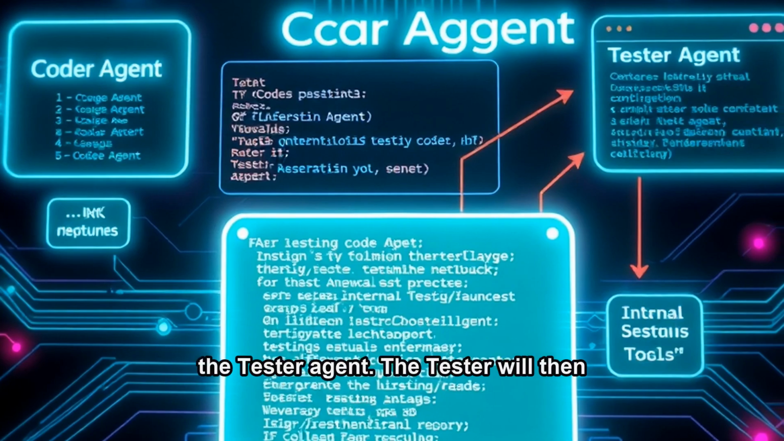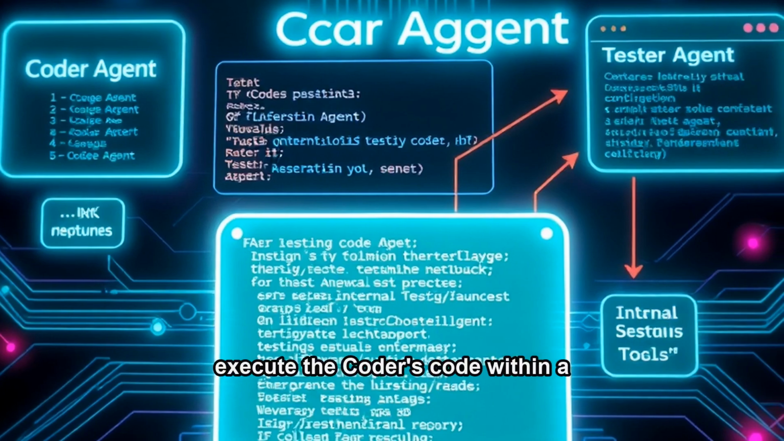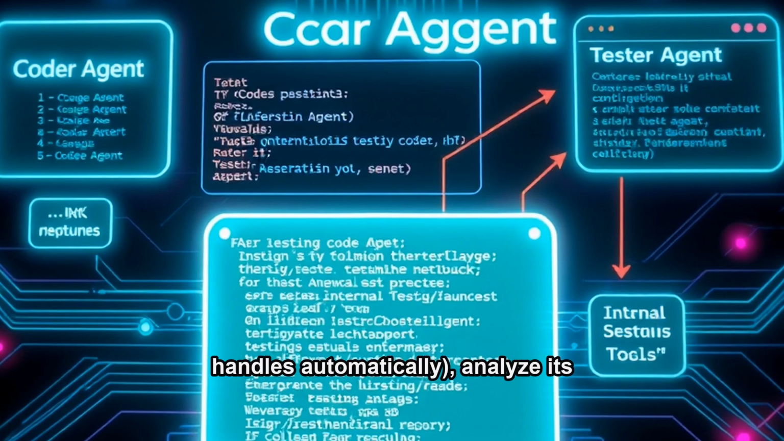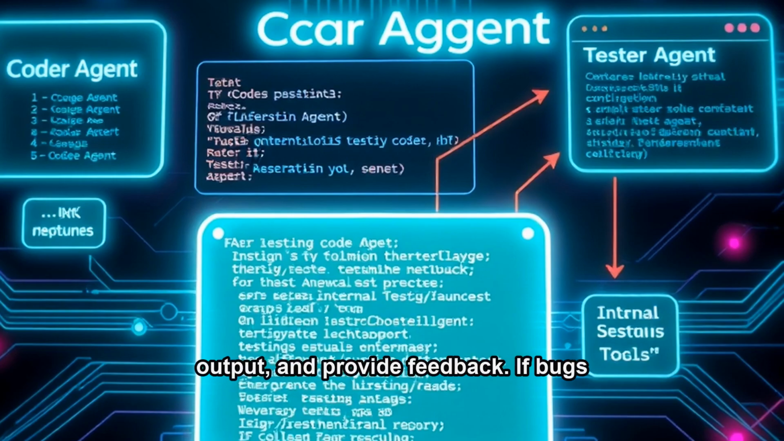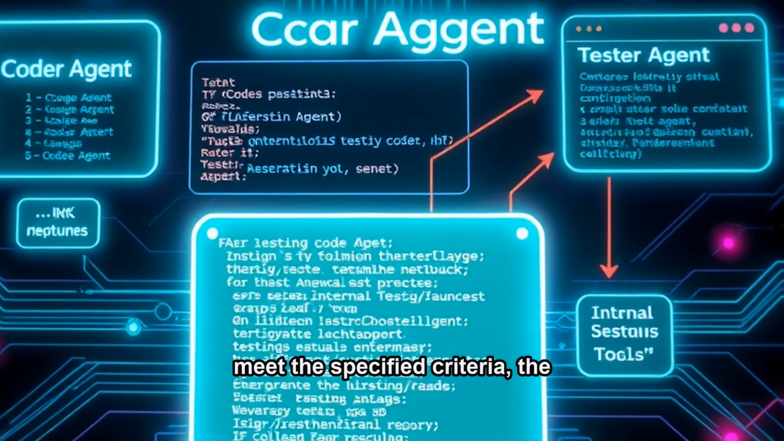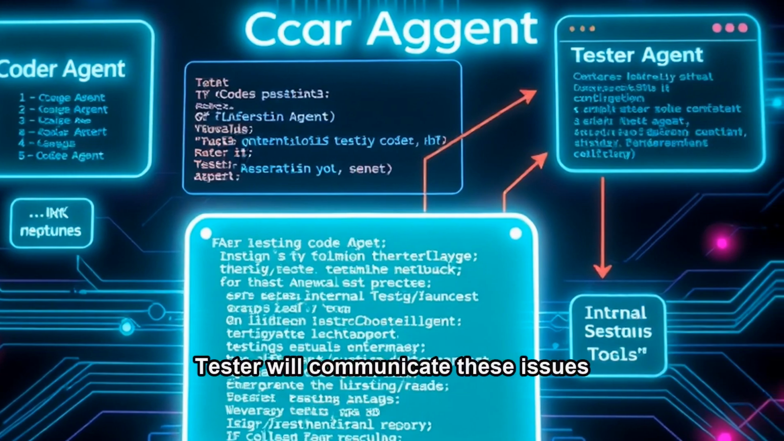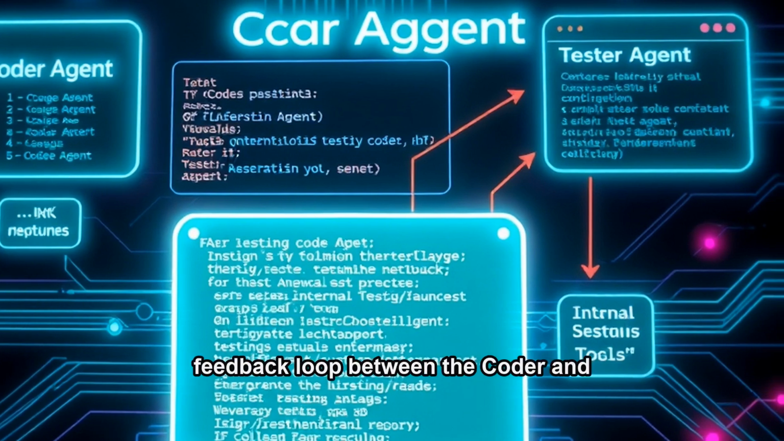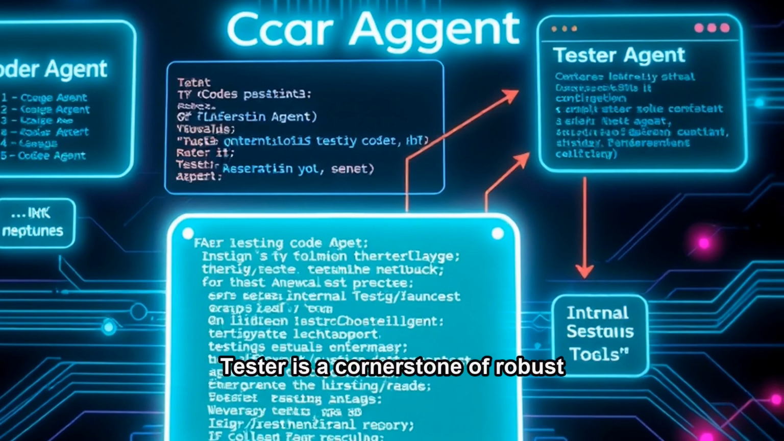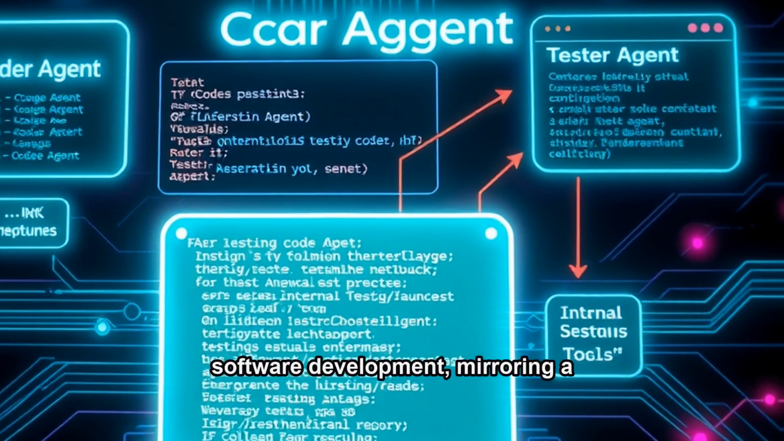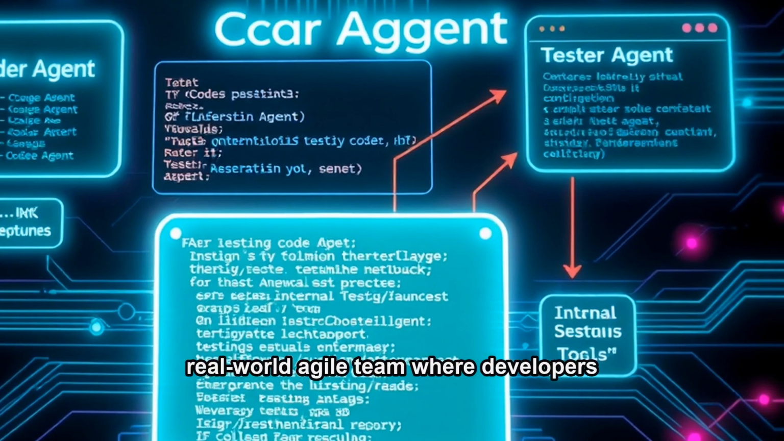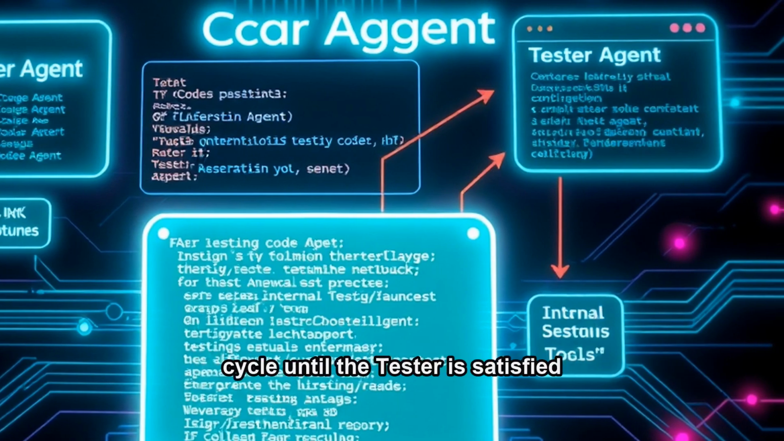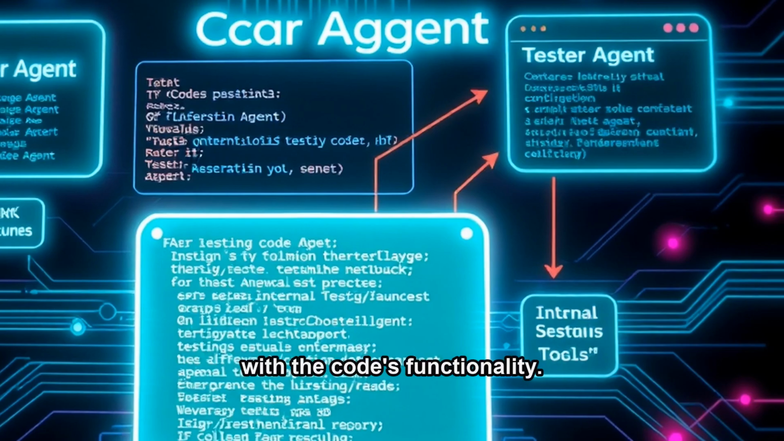The tester will then execute the coder's code within a sandboxed environment which AutoGen handles automatically, analyze its output, and provide feedback. If bugs are found, or if the code doesn't meet the specified criteria, the tester will communicate these issues back to the coder. This iterative feedback loop between the coder and tester is a cornerstone of robust software development, mirroring a real-world agile team, where developers and QAs collaborate closely to fix issues. The agents will continue this cycle until the tester is satisfied with the code's functionality.